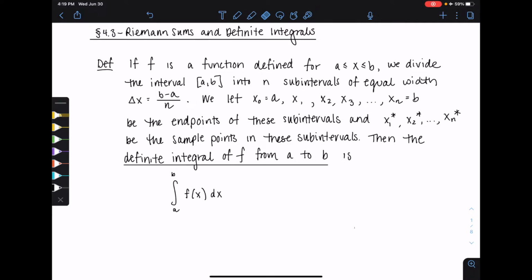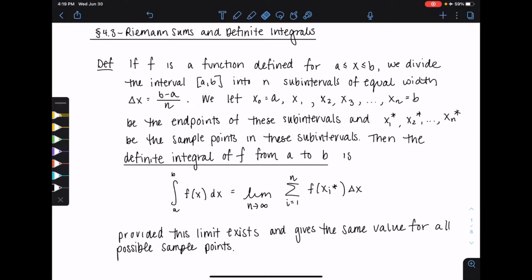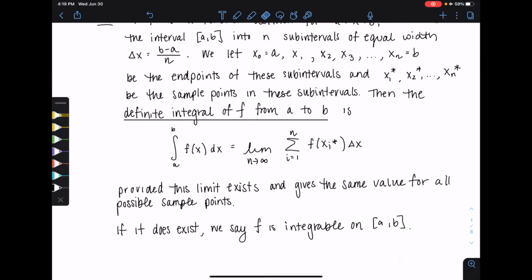In terms of our definition, it is the limit as n approaches infinity of the sum from i equals 1 to n of the height of our rectangles, which is where we evaluate the function at our sample point, times that width, which is delta x. Of course, provided this limit exists, and gives you the same exact value regardless of the sample point you choose. If you can do this, we say that function is integrable over this interval from a to b. So we've seen how this integral without the bounds is representing taking an antiderivative.